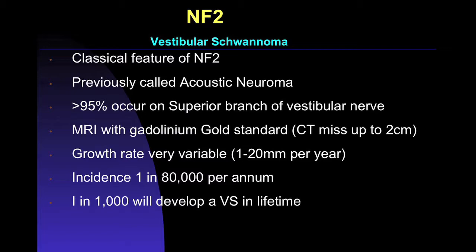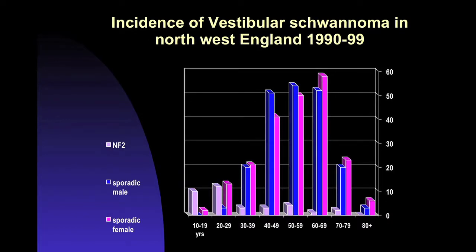We know that around 1 in 1,000 people will develop a vestibular schwannoma in their lifetime. That means about 1 in 500 people will develop a symptomatic schwannoma of some sort in their lifetime. This gives you the distribution from our population study of 10 years. You can see the NF2-related schwannomas are much younger, vestibular schwannomas, and these are the sporadic ones. So they dwarf NF2 once you get past 30 years of age. But in the very young age groups, NF2 is actually more common than the sporadic schwannomas.